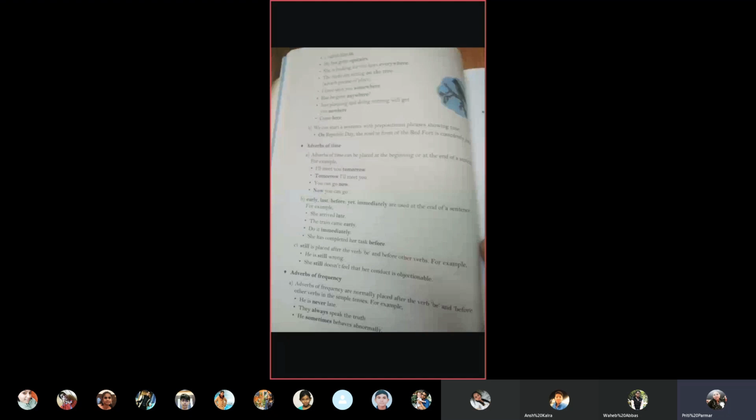Now, adverbs of frequency are normally placed after the verb be. That is, was, those words are called the being words, and before the other verbs in a simple tense. Like in a simple tense, they always speak the truth. Now, speak is in the simple tense, so it is placed before that. Always. When? Always. So the frequency of this adverb is always.